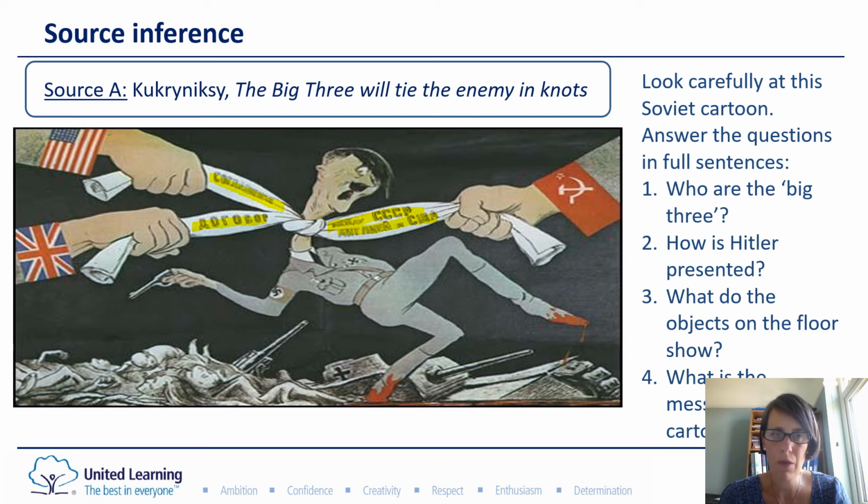So who are the big three? You should be able to tell by the cuffs on their arms. Have a look at Hitler. What does he look like? Does he look scary? Or how does he look in this cartoon? What do you think the cartoonist thinks of him? Have a look carefully at the object on the floor. You should be able to work out what you can see there. What does that say? And then the last question, sorry, you can't really see it because of the video.